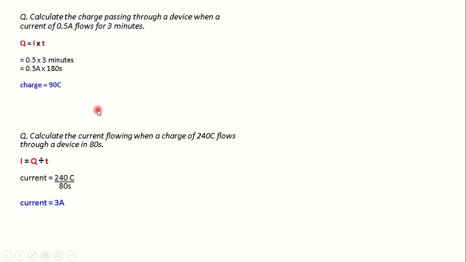Question number 2. Calculate the current flowing when a charge of 120 coulombs flows through a device in 80 seconds. Here we use our basic formula I equals Q over T, and that gives us 3 amps.